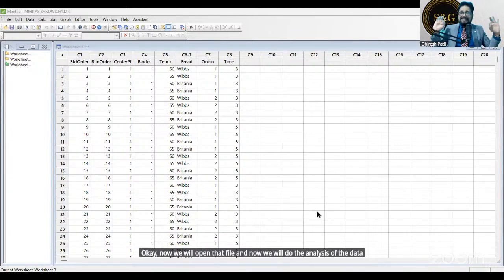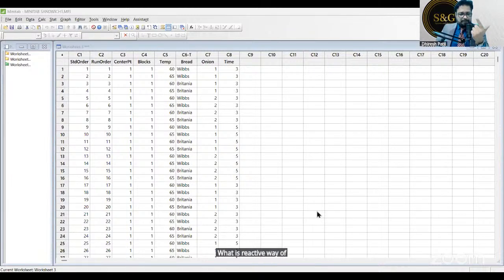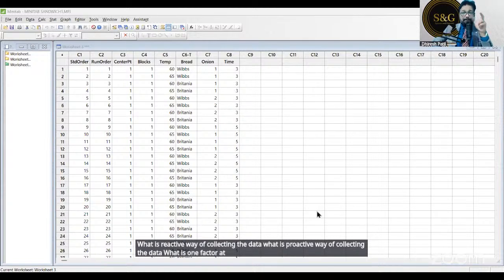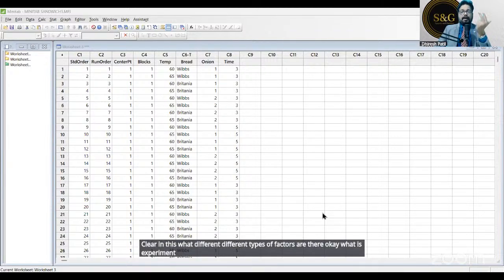Yahan tak everybody is clear? What is reactive way of collecting the data? What is proactive way of collecting the data? What is one factor at a time? What is keeper strategy? What is full factorial design? Clear? In this, what different types of factors are there? Okay. What is experiment? What is run? What are different types of factors, which is experimental factor, constant factor, and a noise factor. Noise factor meaning we cannot control them.